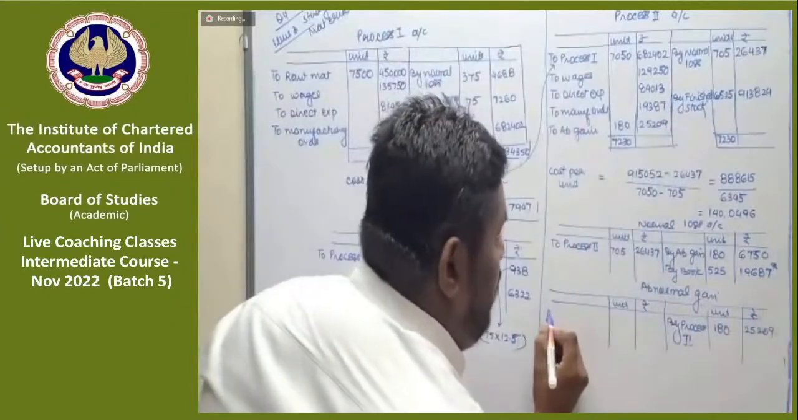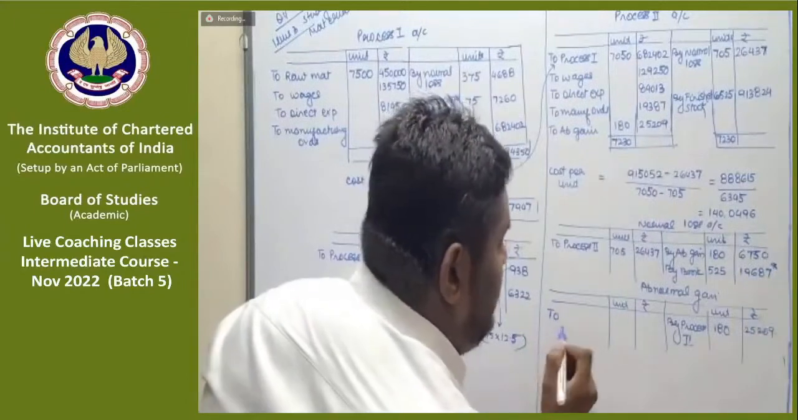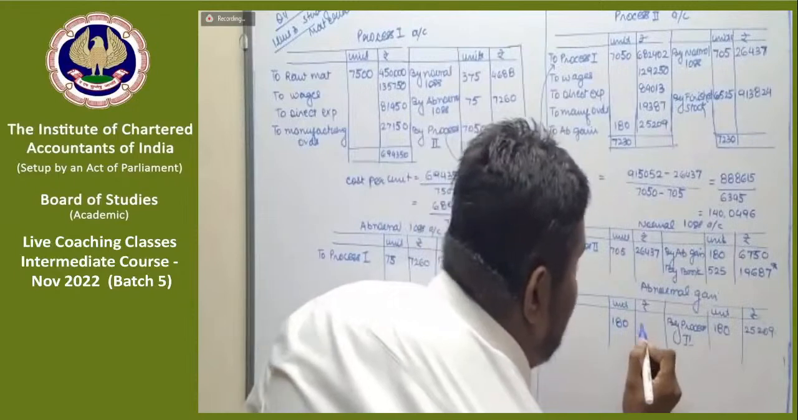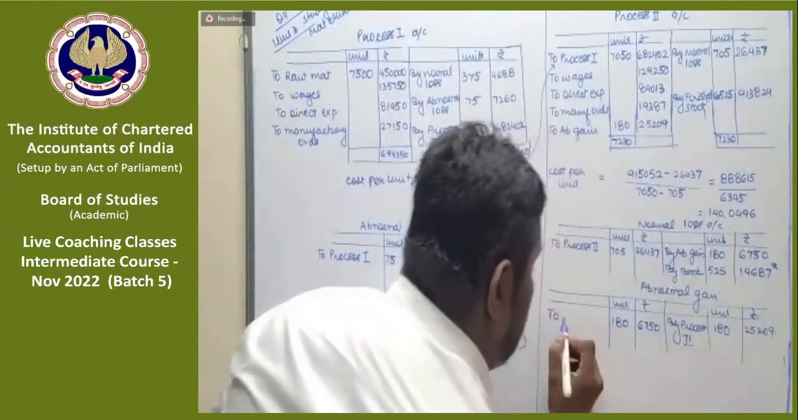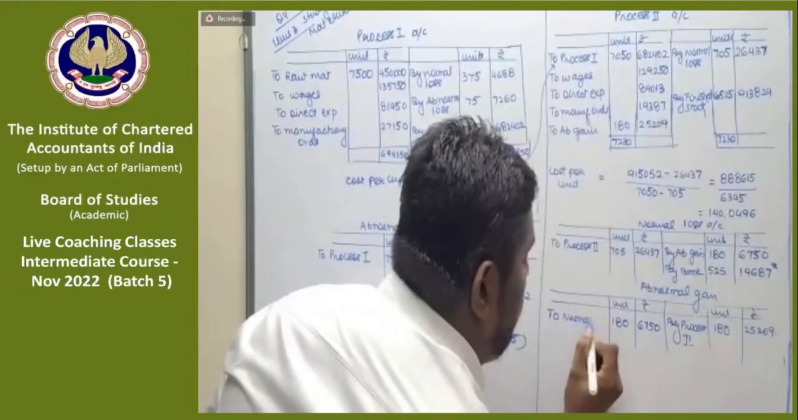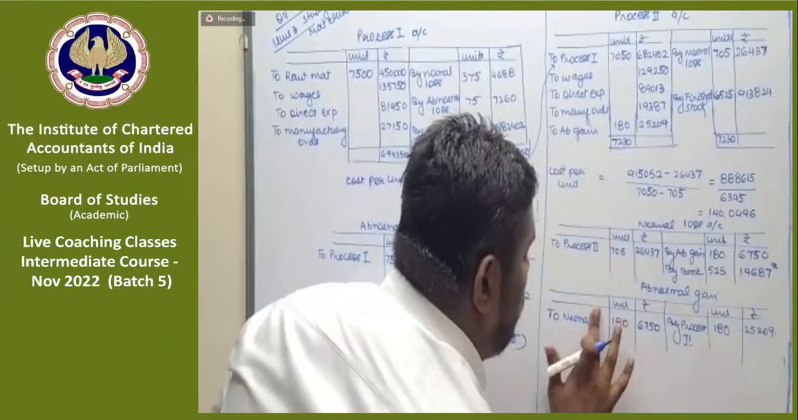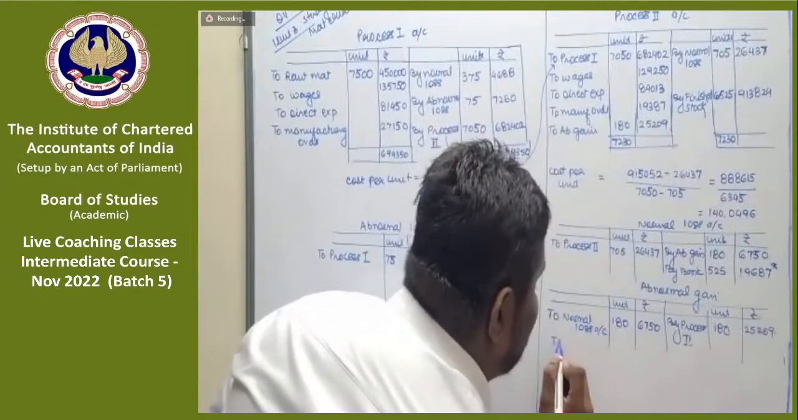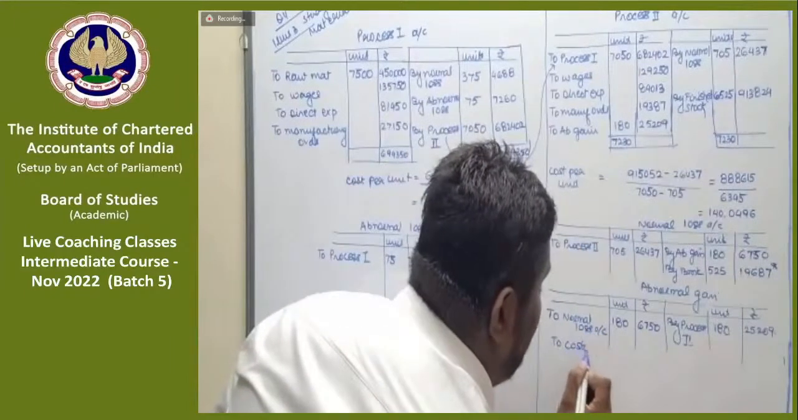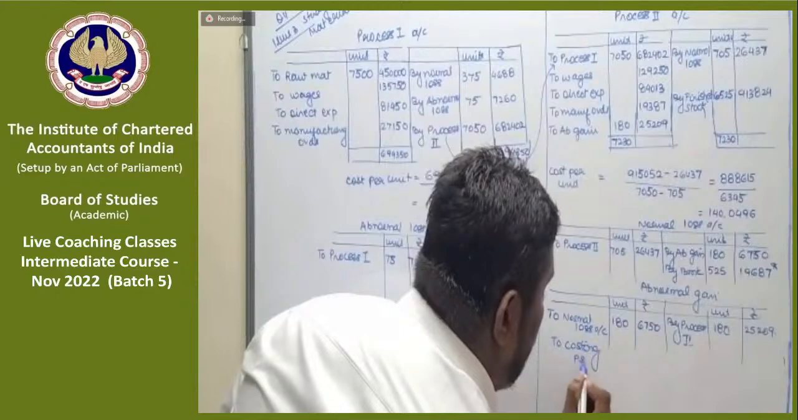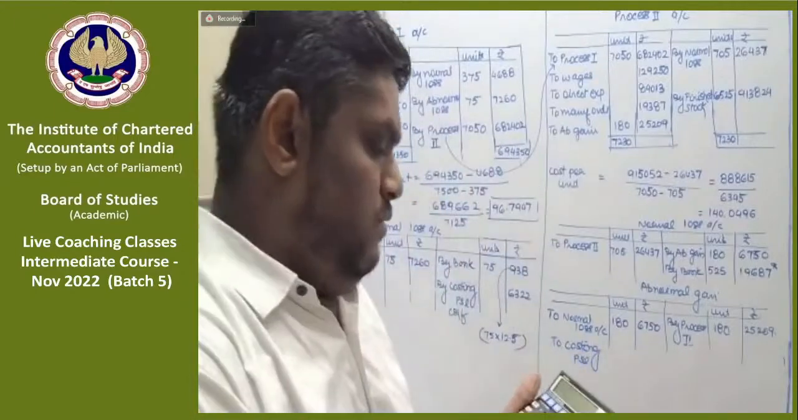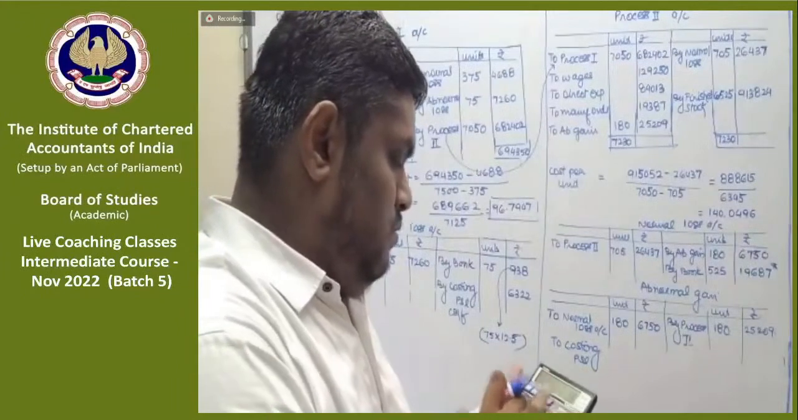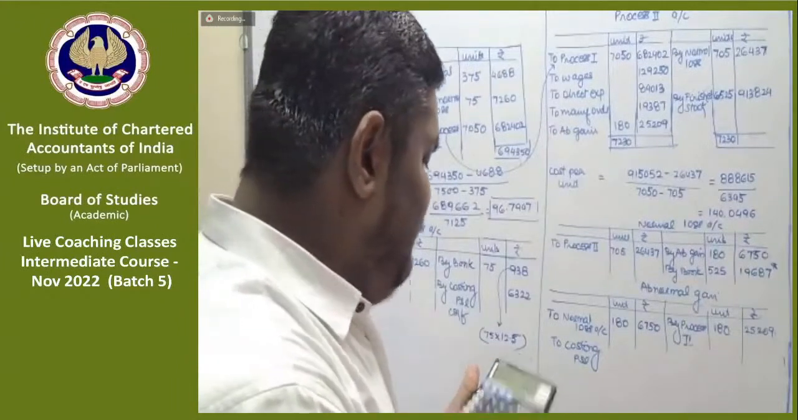When talking about abnormal gain, the units that are adjusted in normal loss is 180 and 6750. So the balance amount will be transferred to costing P&L, and that will be 18459.